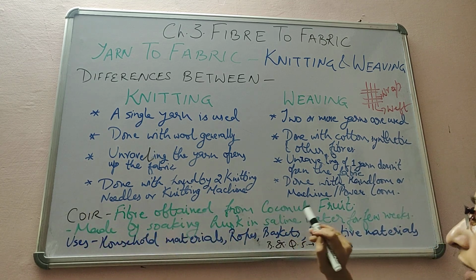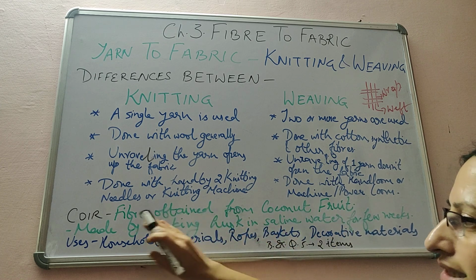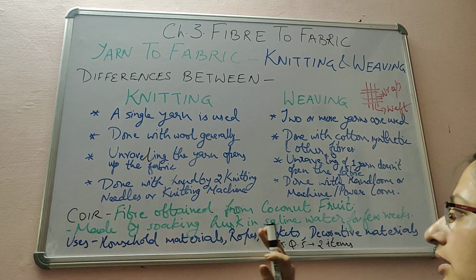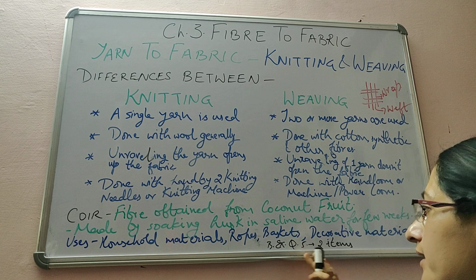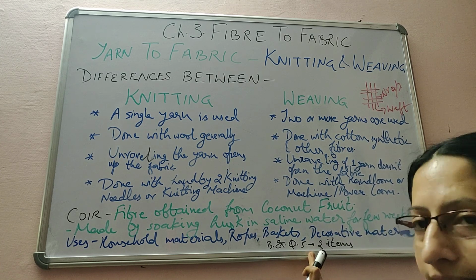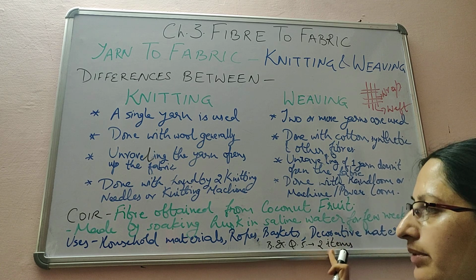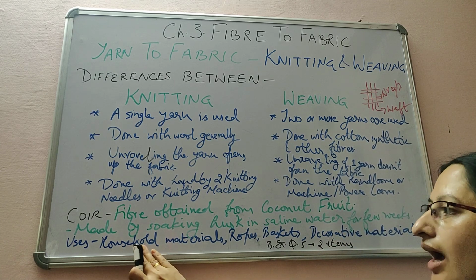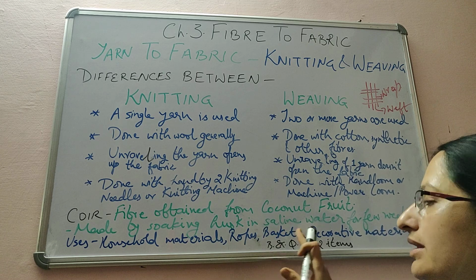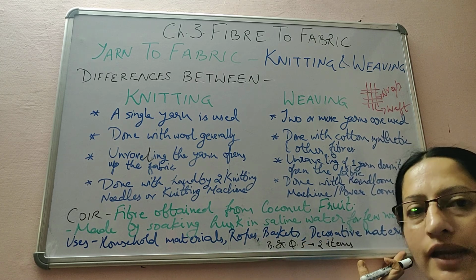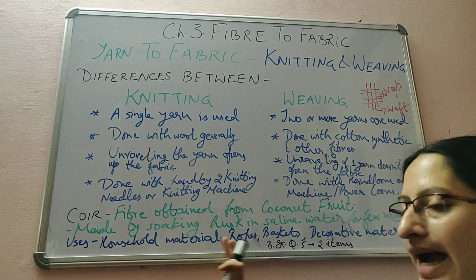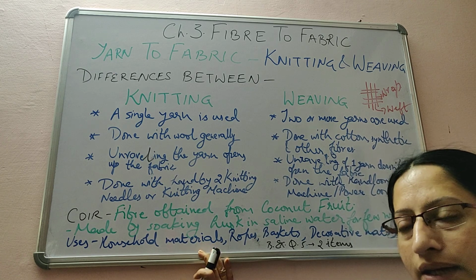So coir or coconut fiber is also a part of your chapter. In the back exercise also there is a question. You have to write 2 items which are produced from this coir or coconut fiber. So you can write household materials, ropes, baskets or decorative materials. Any of these 2 you can write. Mats are produced, carpets are made.